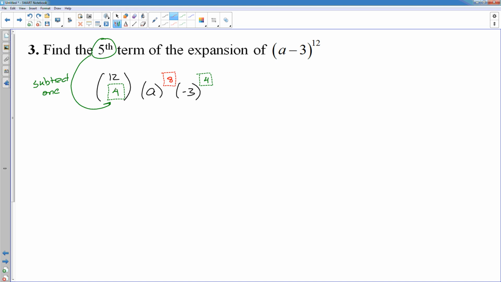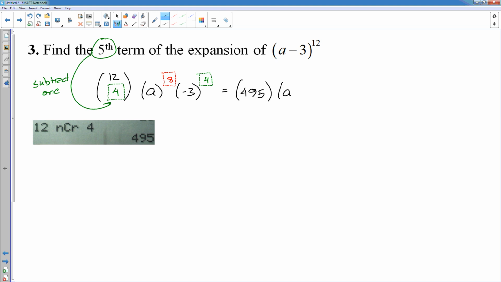And then once I get my general structure, I'll go to my calculator and I'll compute 12 choose 4. And 12 choose 4 is 495. A to the 8th won't clean up. Now I'm asking you for a specific term number, so if I want a specific term number, then I want you to actually compute negative 3 to the 4th, and negative 3 to the 4th is 81, and then we will multiply 495 times 81, and you'll get an answer of 40,095.